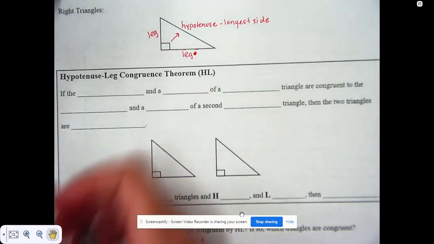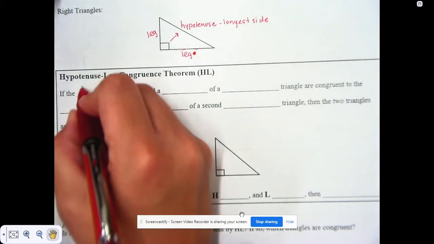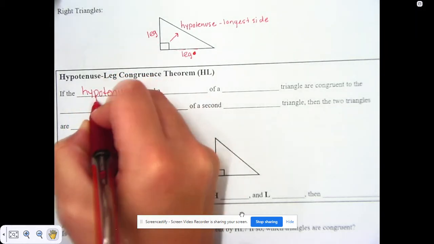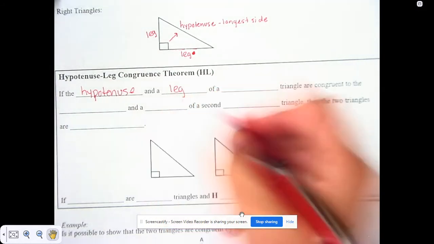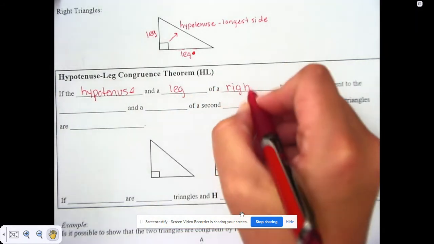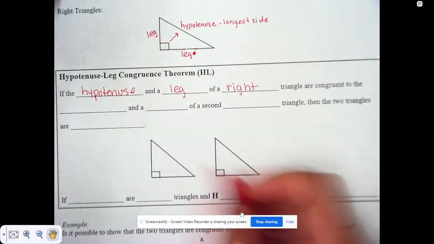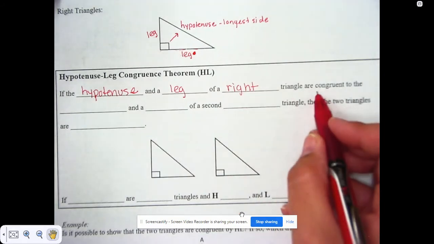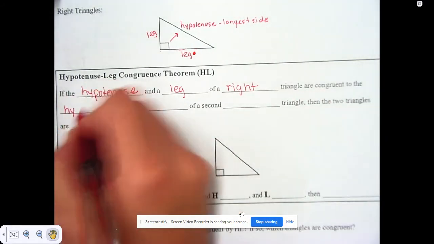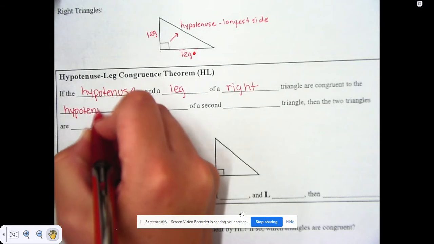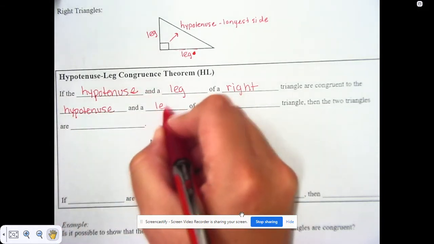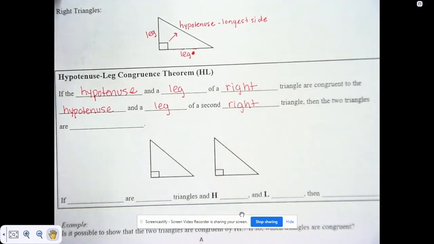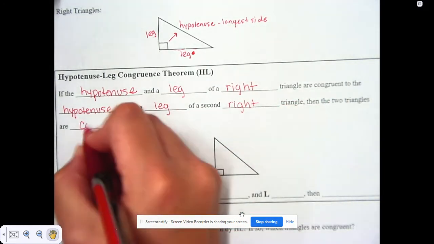So let's fill in the blanks. If the hypotenuse and a leg of a right triangle are congruent to the hypotenuse and a leg of a second right triangle, then the two triangles are congruent.